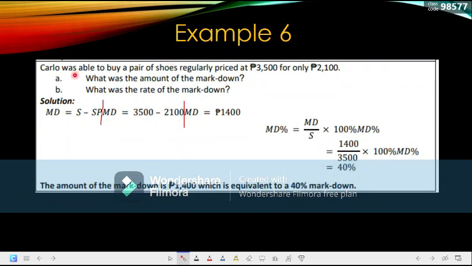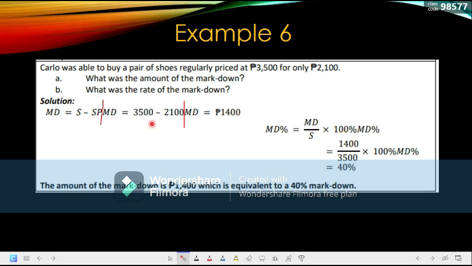So to understand better the sale price, let's have this example. Carlo was able to buy a pair of shoes regularly priced at 3,500 pesos for only 2,100 pesos. Letter A, what was the amount of the markdown? Letter B, what was the rate of the markdown? The solution: the rate of the markdown is equal to the markdown over the regular selling price times 100.